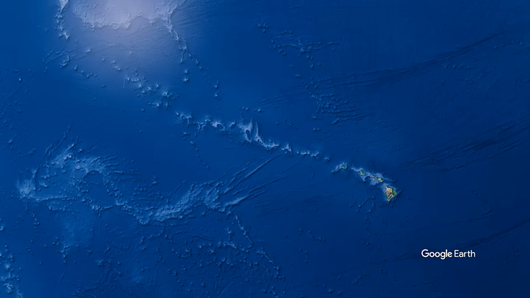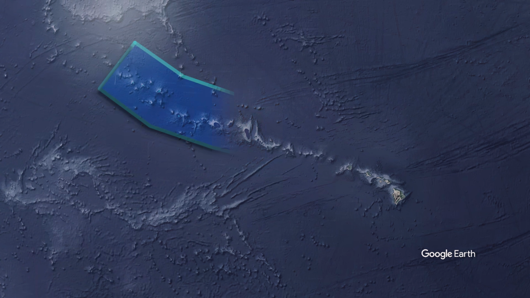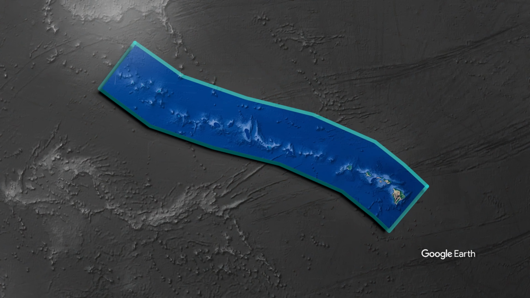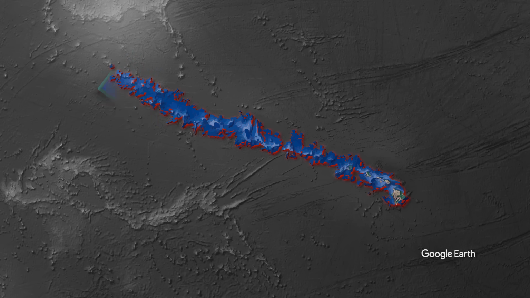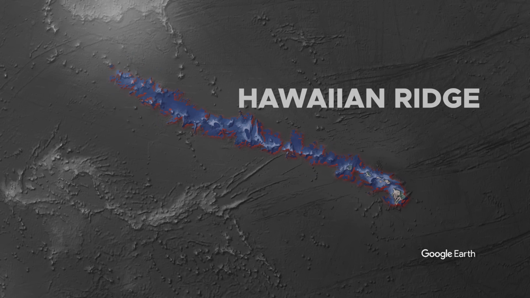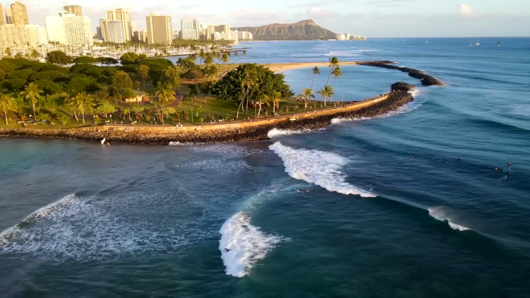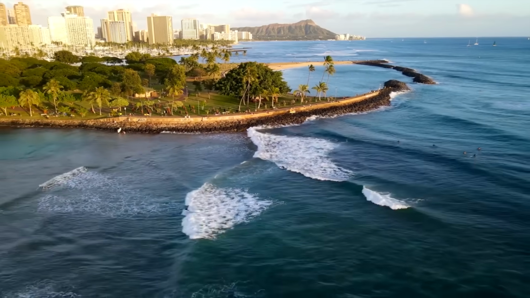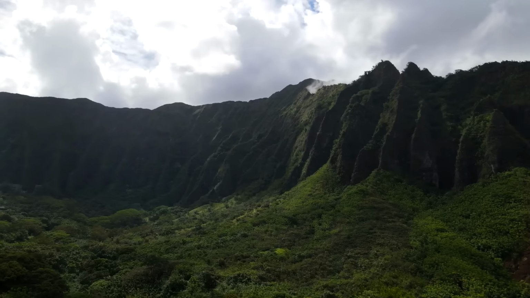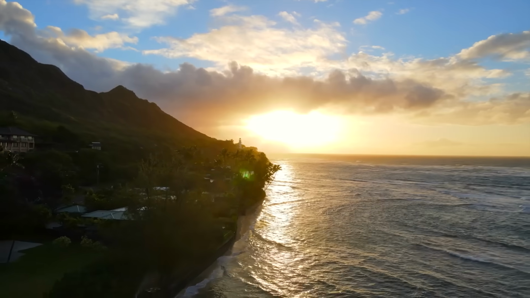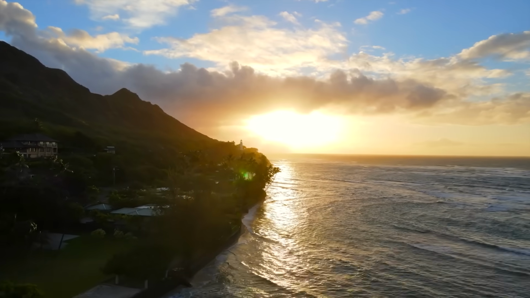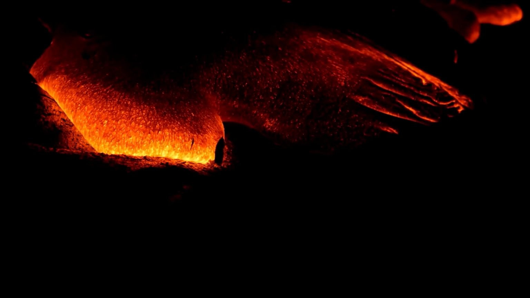Beneath the turquoise waters of the Pacific lies a colossal scar stretching for thousands of kilometers, a chain of drowned mountains and volcanic giants known as the Hawaiian Ridge. At first glance, Hawaii seems like paradise. Palm-fringed beaches, lush valleys, and fiery sunsets painting the slopes of towering volcanoes. But hidden behind this postcard serenity is a geological story of almost unimaginable scale and danger.